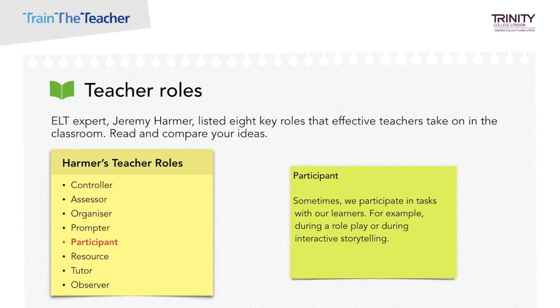Sometimes a teacher is a participant. We participate in tasks with learners. In the young learner classroom, an example could be during a role play or an interactive storytelling or some other form of activity like drama where we need to be involved to take on a role.